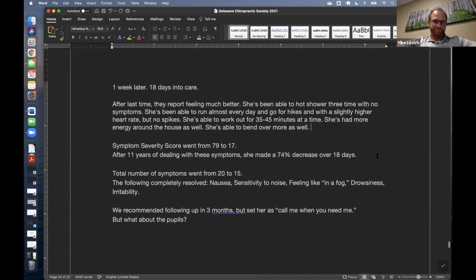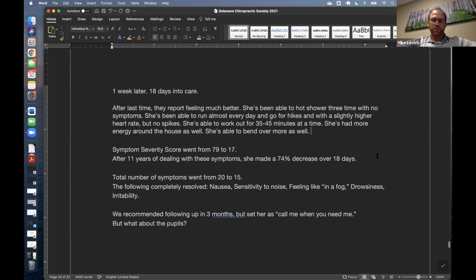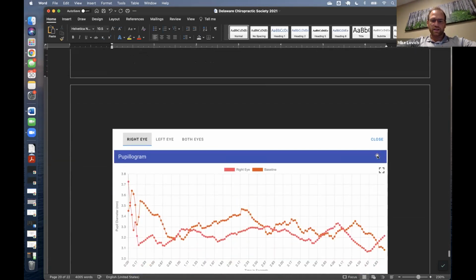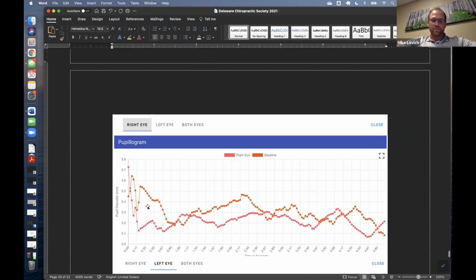But what about the pupils? So we just looked at the graph from a week previously. What do they look like now? The right eye compared to the baseline. So the baseline was sluggish, then it would release, and then it would come down and release, and then come down and release and come down. Now it came down, it shrunk, and stayed pretty good with a slow kind of release, and then it shrunk again, and then it fatigued out. That is a much better graph.